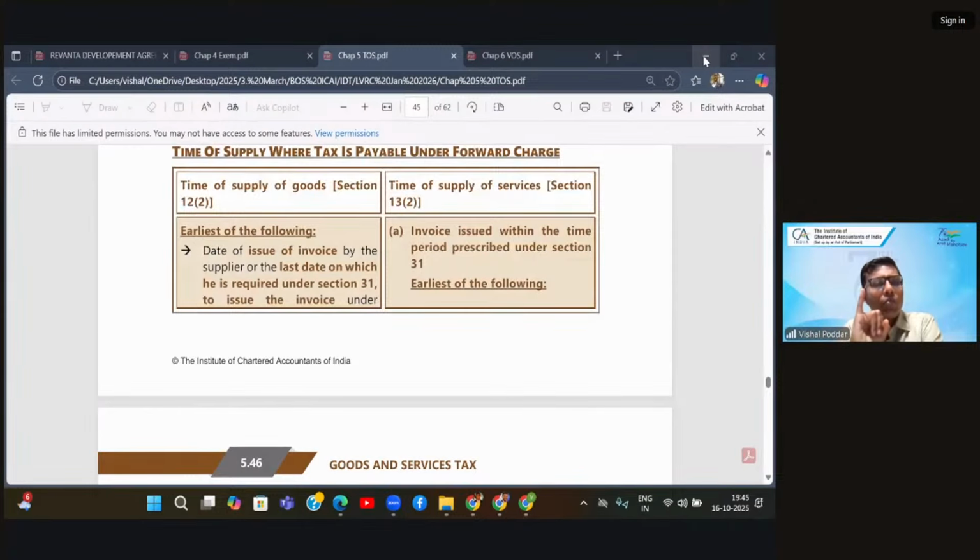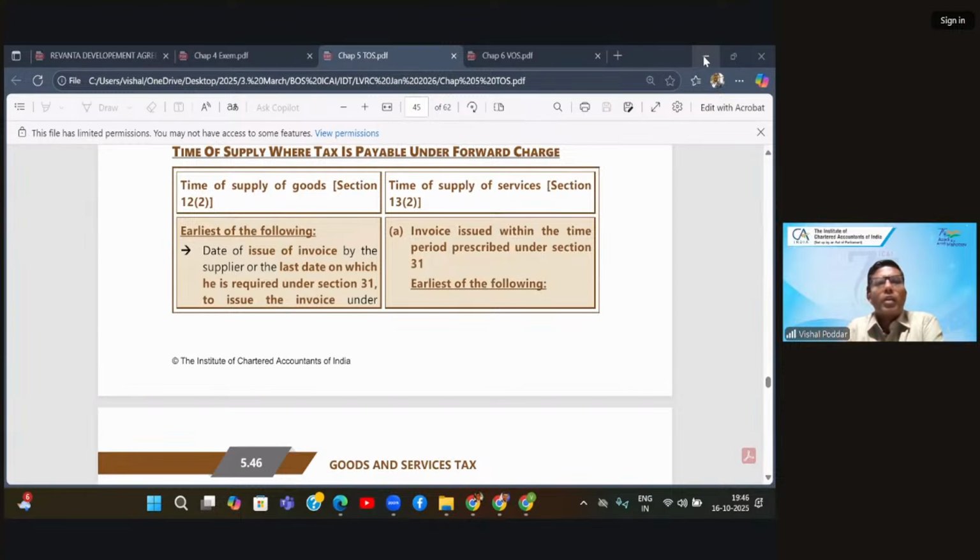What is the date on which the invoice should have been issued? It is the date of delivery or dispatch. So in case of a regular transaction of supply of goods, the date of delivery or dispatch is the first date. The second date is the actual date of invoice, and whichever is earlier is the time of supply. What is important is that the third date is not to be seen. The third date is the date of payment, which has been excluded from time of supply of goods for the time being. I hope this is understood and clear to everyone.